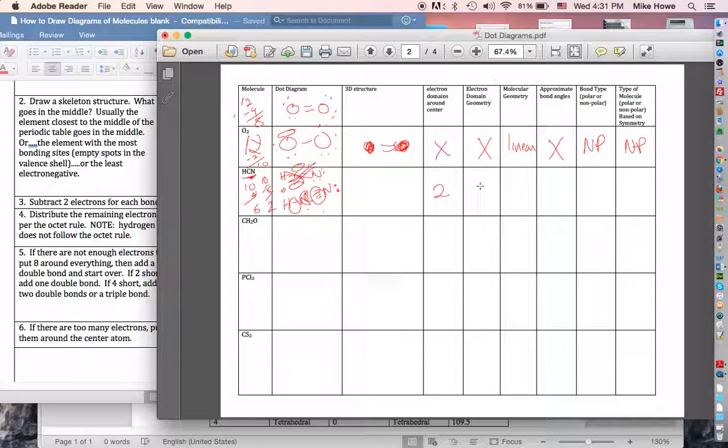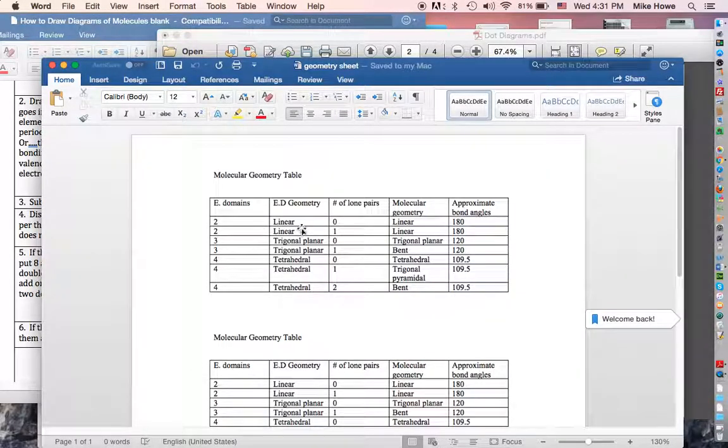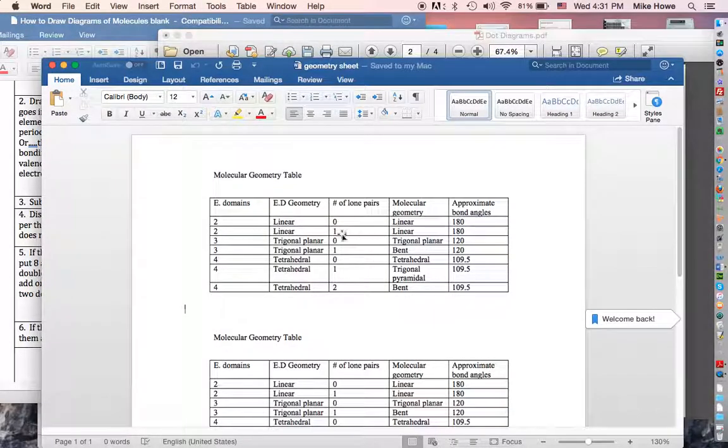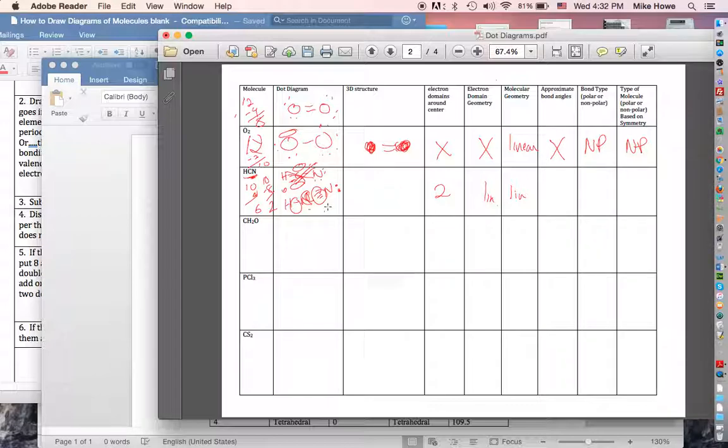Okay, so electron domain geometry with 2 pairs, if you go down to this little sheet that I gave you, if there's 2 pairs, it's linear. So we go back up here. That means the electron domain geometry is linear. Going back to the sheet, if there's no unshared pairs, then the molecular geometry is also called linear, and the bond angle is 180. What that means is there's 180 degrees right there and right there. All right, so that bond angle is 180.